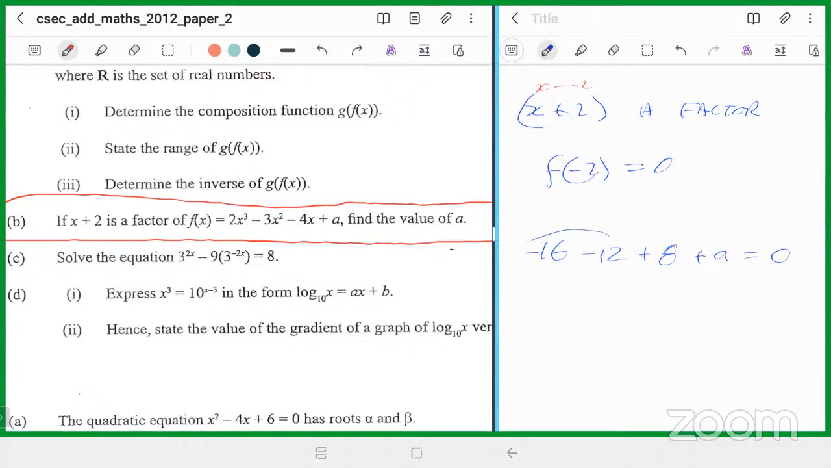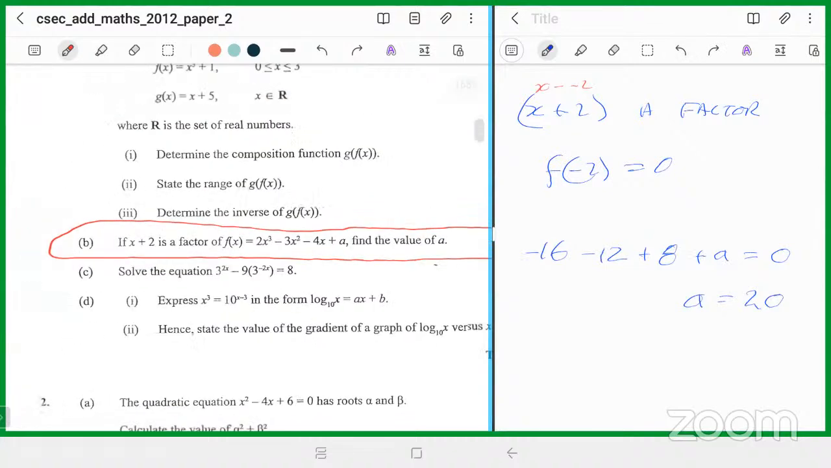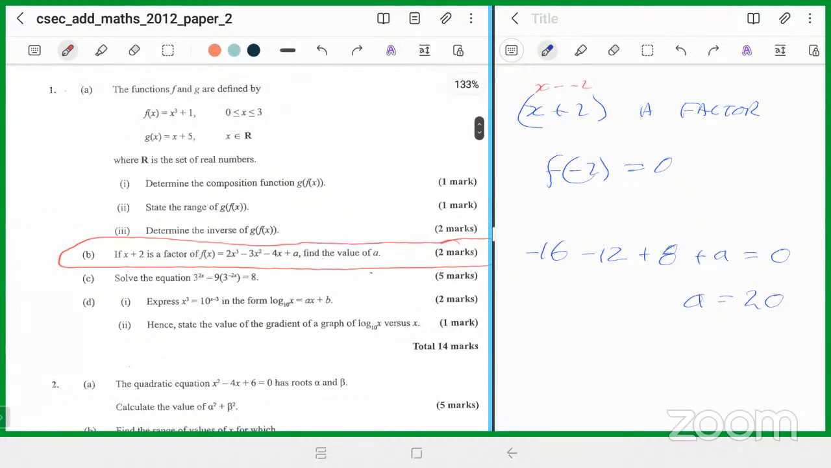Now this right here is negative 28. Negative 28 plus 8 is negative 20. Negative 20 goes to that side and becomes positive 20. So a equals 20, because all of this is negative 20. Good? And negative 20 plus 20 is 0. So a equals 20. Done. And that concludes our revision of polynomials, factor and remainder theorem.